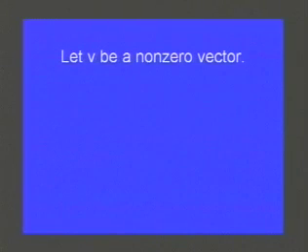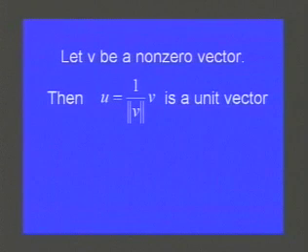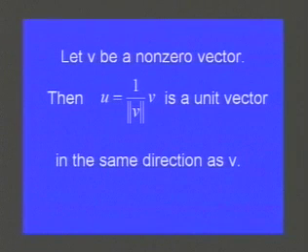Okay, let v be a non-zero vector. Then u, which is equal to 1 over the length of v times v, is a unit vector. Let's try to figure out what they're saying here. They're saying if we take any non-zero vector, we can get a unit vector in the same direction as v by just dividing v by its own length.